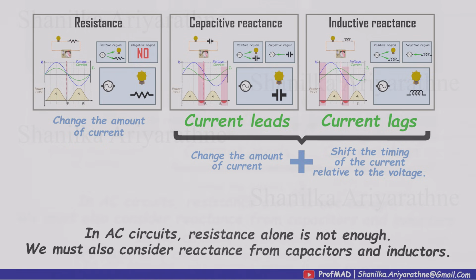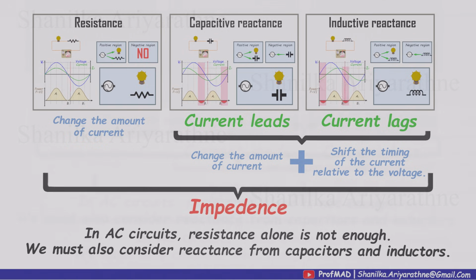That's why in AC circuits, we can't describe the circuit using resistance alone. We also need to consider reactance, which comes from capacitors and inductors. When resistance and reactance combine, their total effect is called impedance. That's all for this video. I hope these concepts are clearer now. In the next video, we'll dive deeper into the mathematics behind reactance and impedance and see how we can calculate them to analyze AC circuits more precisely.